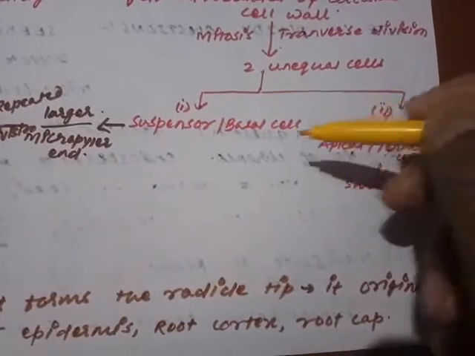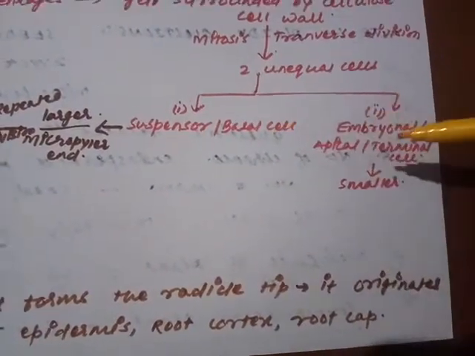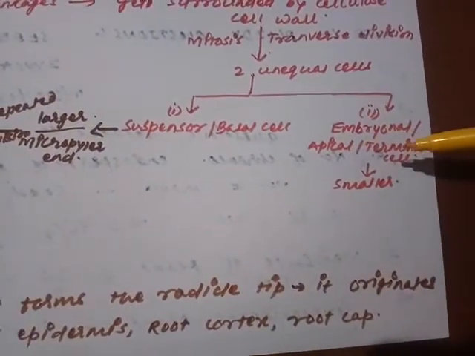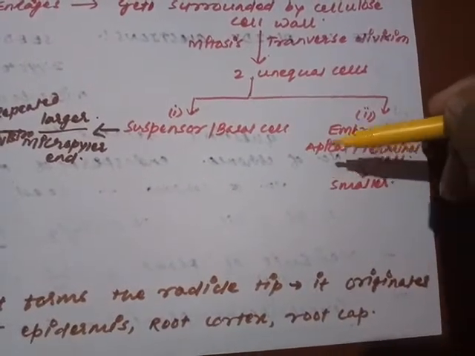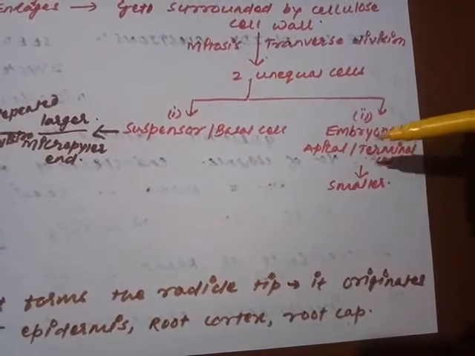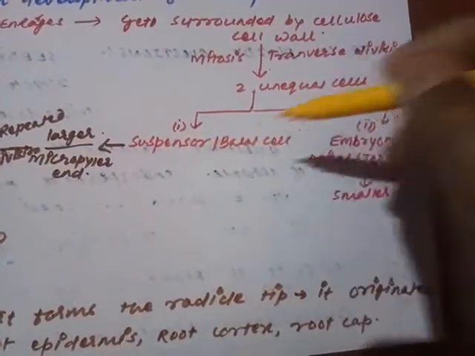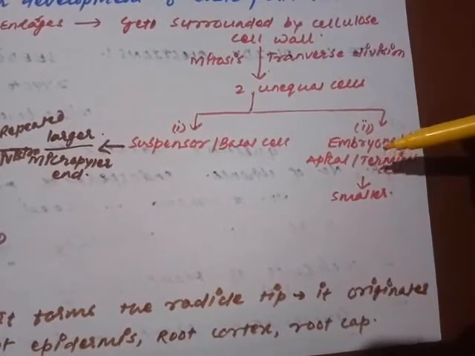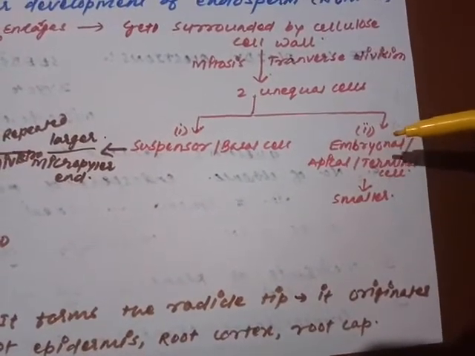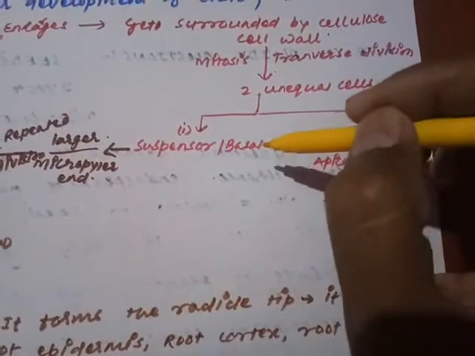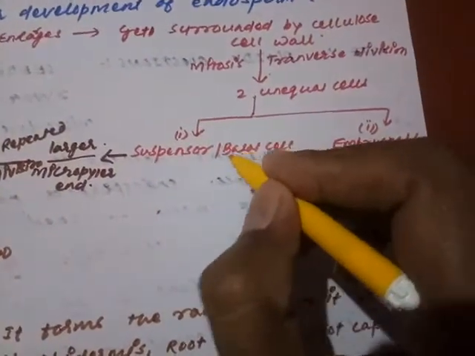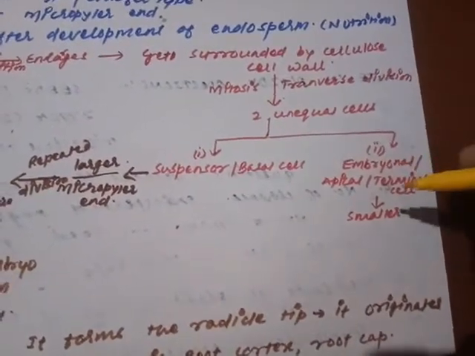Two unequal cells. One cell is called the basal cell, another is called the apical cell or terminal cell. The basal cell is also known as the suspensor cell, while the apical or terminal cell is known as the embryonal cell. From the names it is very much clear: the basal cell is going to form the suspensor and the apical or terminal cell is going to form the embryo.